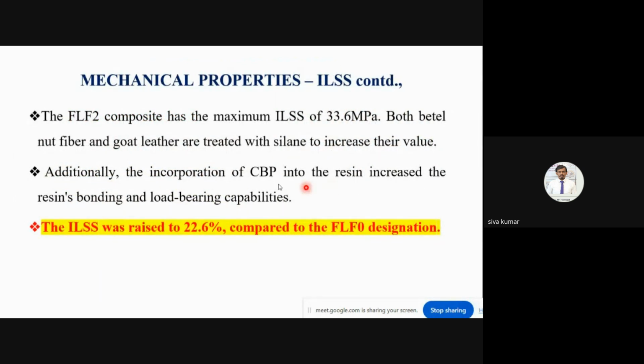And these are some statements of ILSS. So 33.6 megapascal is improved in the FLF2. Both betel nut and fiber coat leather are treated with Ceylon treatment, which increases their values. Additionally, the incorporation of CPP into the resin increased the resin bonding strength and load bearing capacity. So it is 22% improved compared to the FLF0 designation, which is nothing but pure epoxy.